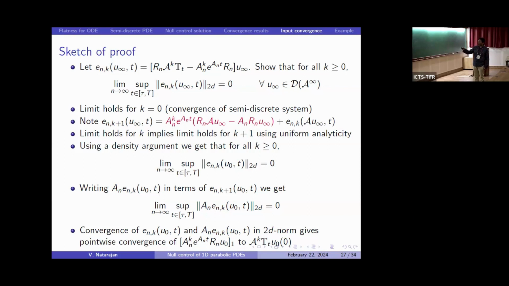All right. Now, if you assume that for E_n^k this expression holds, then naturally from this you get it holds for E_n^{k+1}. So by induction, you know that it holds for every k. So this is true for when the initial state is smooth. When the initial state is not smooth, you use a density argument and then you get a similar result.